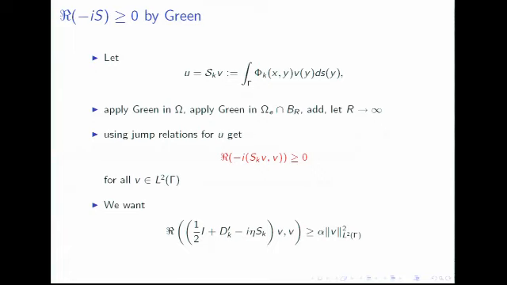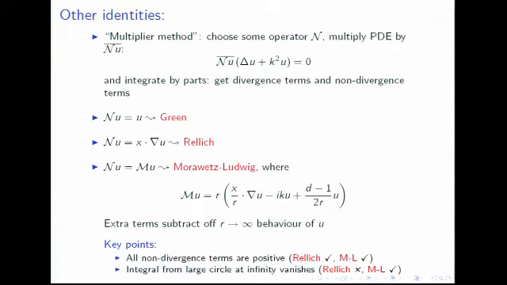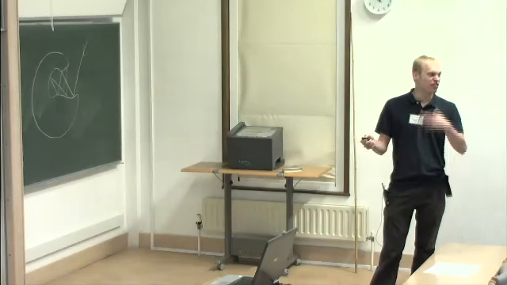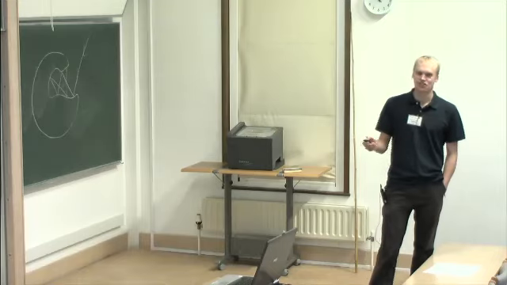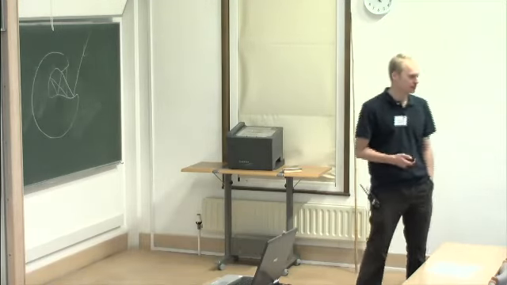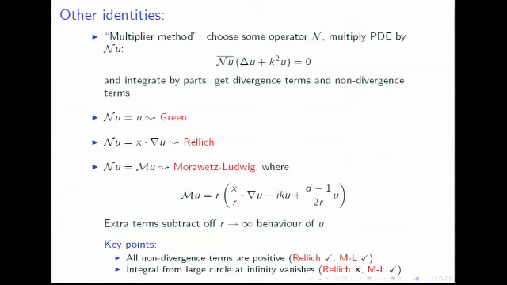So we looked around as to what other identities were out there for solutions of the Helmholtz equation. And one way of understanding identities is casting them in a multiplier method framework. So in this, you choose some operator n, multiply the PDE by nu bar. The bar is just to keep things so you get norms, moduli, out at the end. Then you integrate by parts to get some divergence terms and some non-divergence terms. So in this setup, Green's identity just corresponds to the multiplier nu being u.